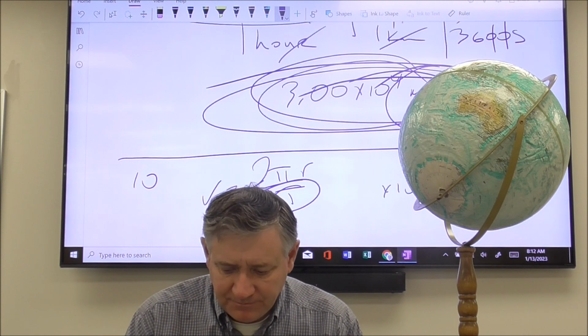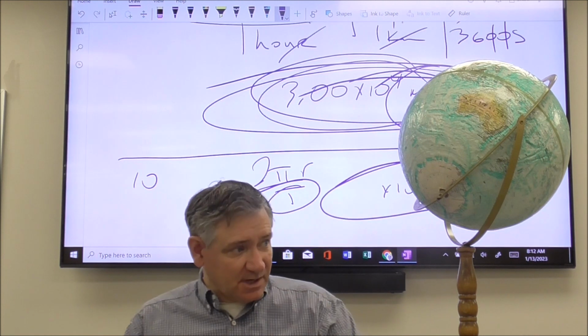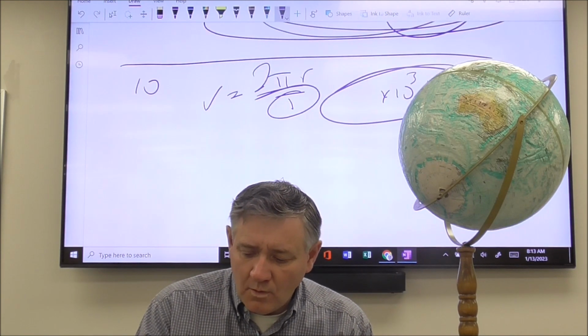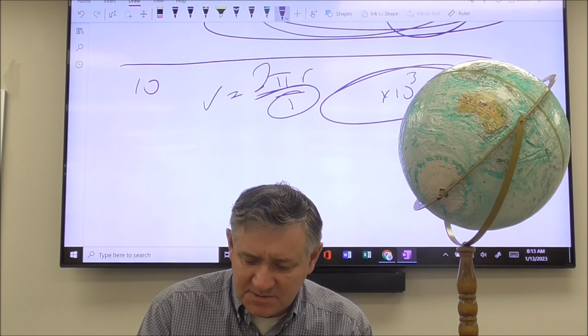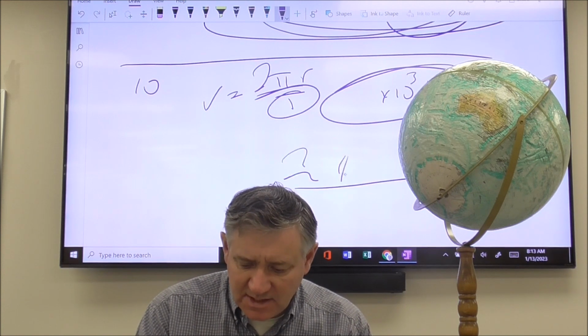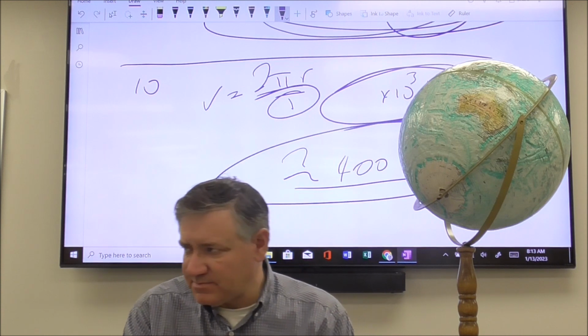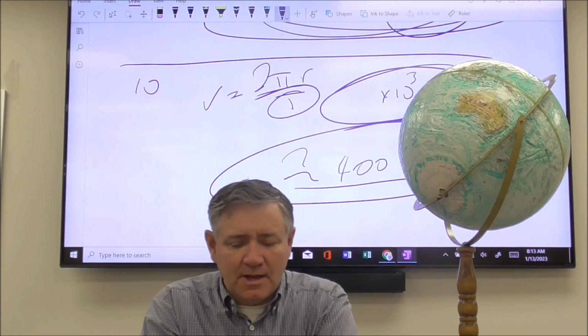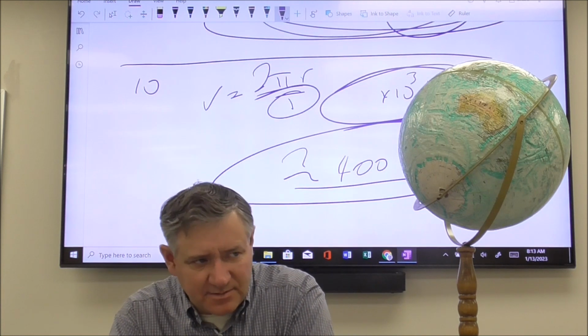10 to the third, okay? So that's what you should get. So that's going to be like 10 to the third. Now, on your answer to meters per second, you should get an answer, and this is an ish, of about 400 meters per second. It's an ish, but it's something around there. So here's where this created a problem.